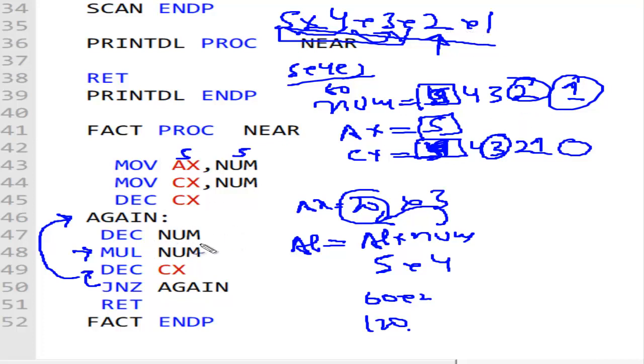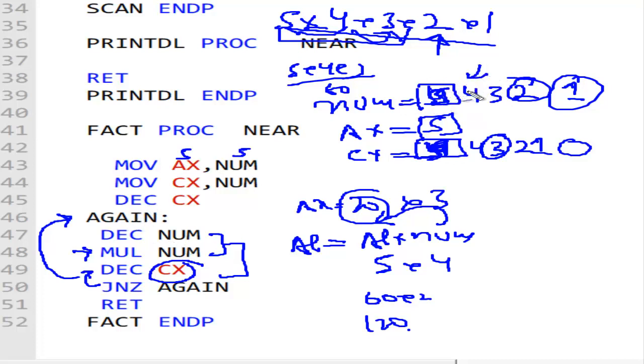You can have a shortcut here: you can use CX instead of num, because anyway you have to decrement CX. Or you can use num as well, because if num becomes 0, you can come back. So you can do it this way also. After it comes back, my answer is in the AX, because mul num is multiplying num, first 4. The first time num was 4, because I decremented the num.